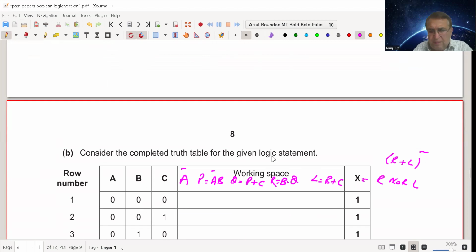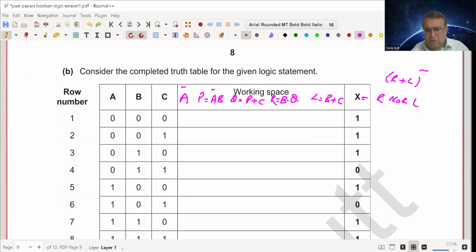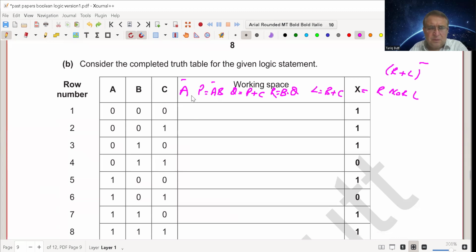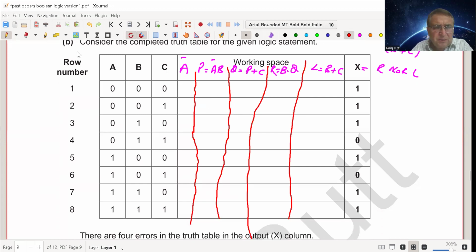So now we can quickly complete this. You can draw columns. So now we can quickly complete it. A prime, very simple, just not of A, this is this column. So just invert this. So 1, 1, 1, 1, 0, 0, 0, 0.